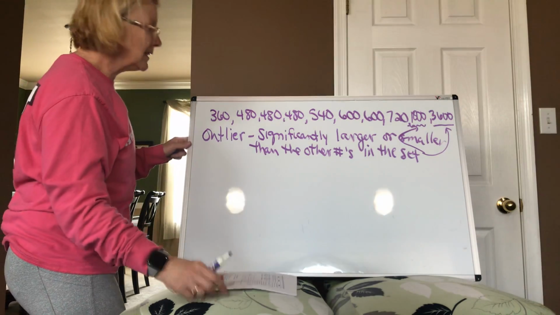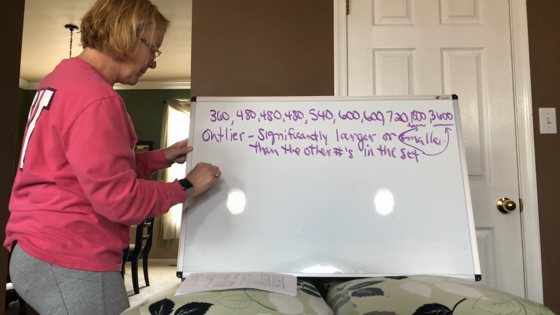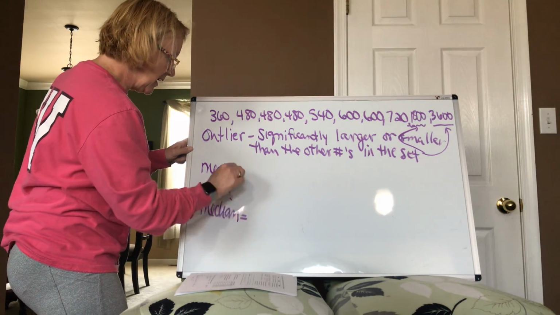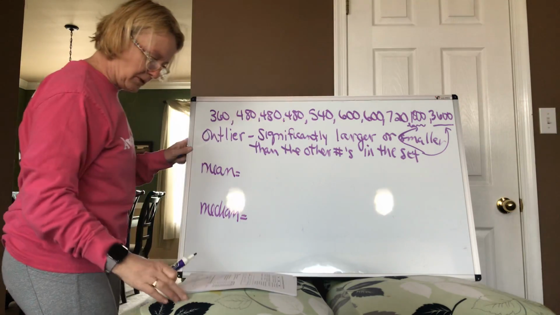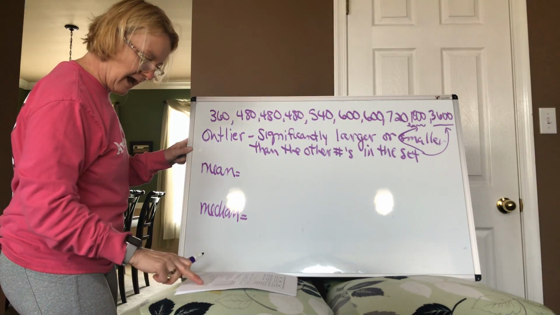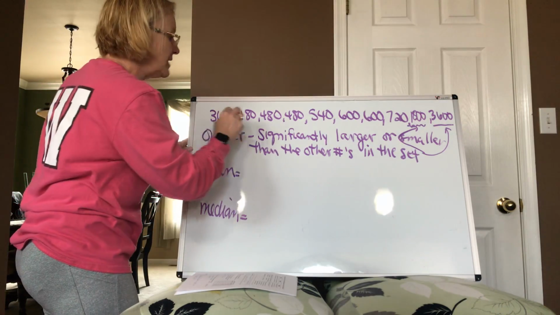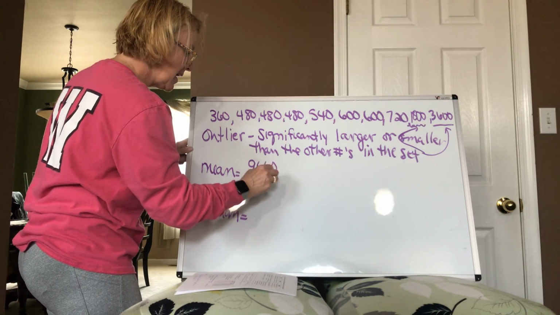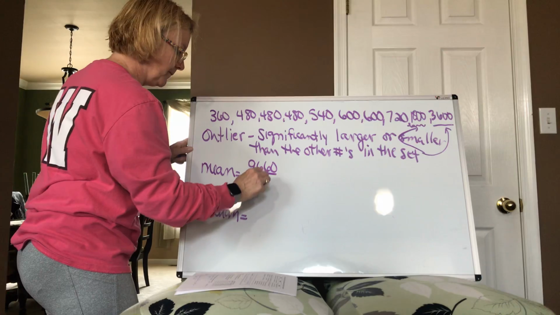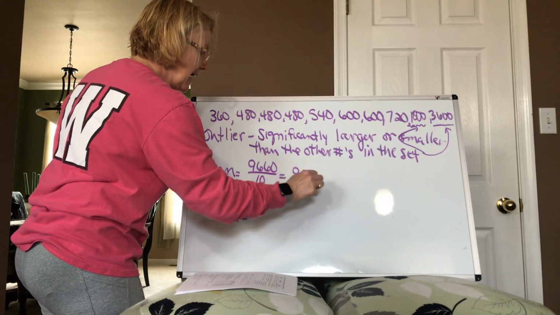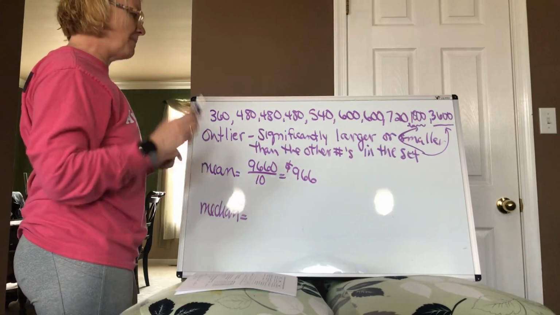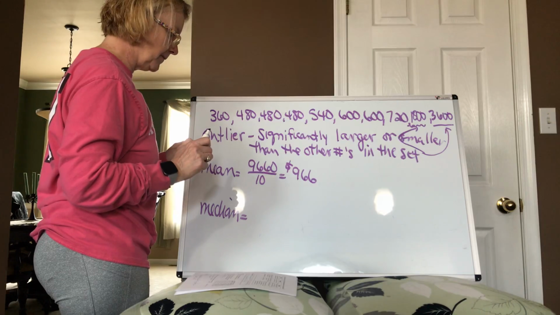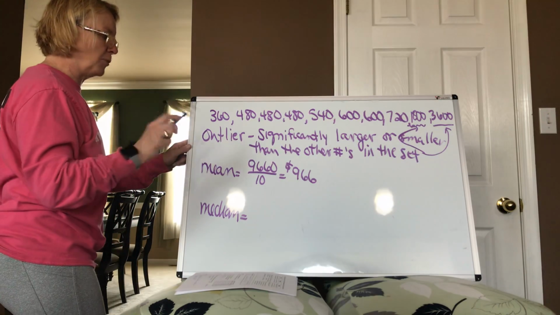All right, so let's do this problem. We are going to find the mean and the median. So, the mean, I would add all of those numbers together. I'm not going to waste time doing that right now. I will tell you that if you add all 10 of those numbers, you will get 9,660. Divided by, there are 10 of them. So, my mean is $966. So that means on average, it costs $966 to rent an apartment. Now, let's do median, and then we'll talk about these.